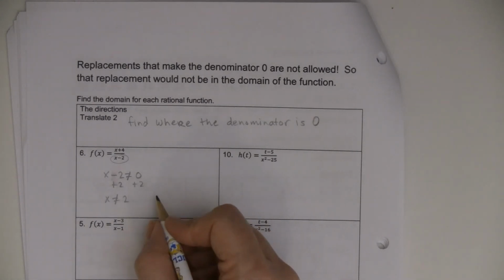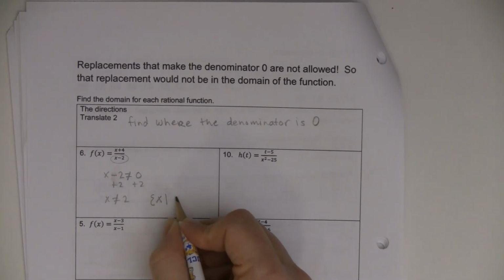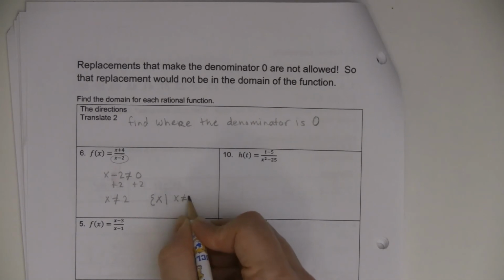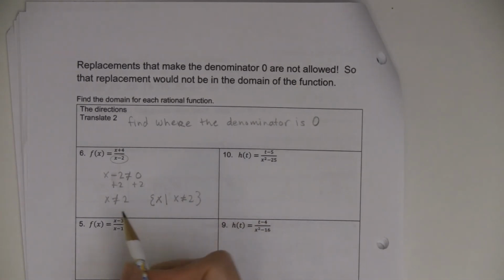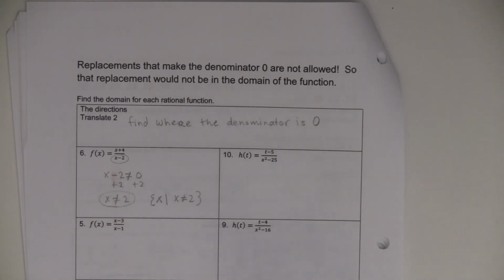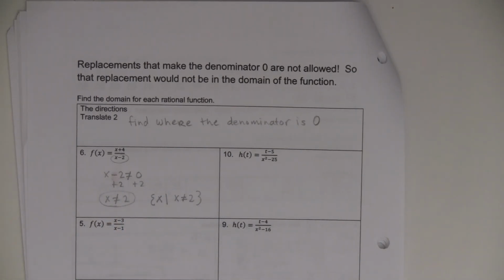And your book writes this in set notation. They say the set of x for the domain such that x is not equal to 2. And I've talked to you guys before that I will take the idea x is not equal to 2. And so on number 10, we're going to give a try to it, and we have a function involving t that is a rational function, right? It has a denominator there.